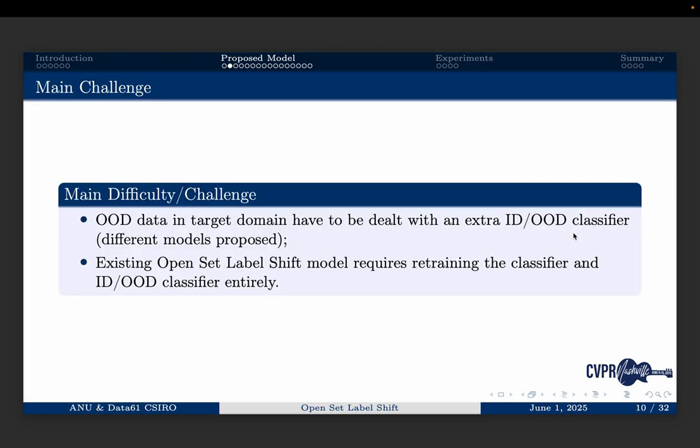The main difficulties we are facing in the open set label shift problem are twofold. Firstly, all the out-of-distribution data in the target domain have to be handled with an extra out-of-distribution detection model, where out-of-distribution detectors have been proposed in a lot of OOD detection literature in previous works. Secondly, only one existing open set label shift method has been proposed, which requires retraining the classifier and the ID versus OOD classifier entirely. That means a lot of computational overhead, which we want to avoid.